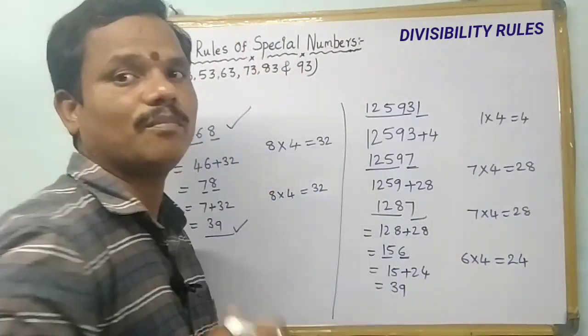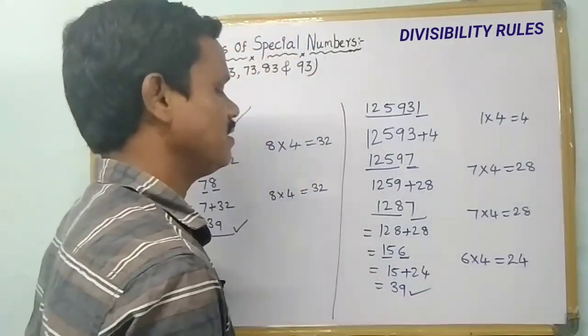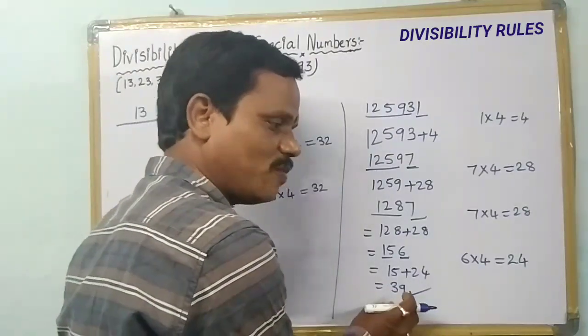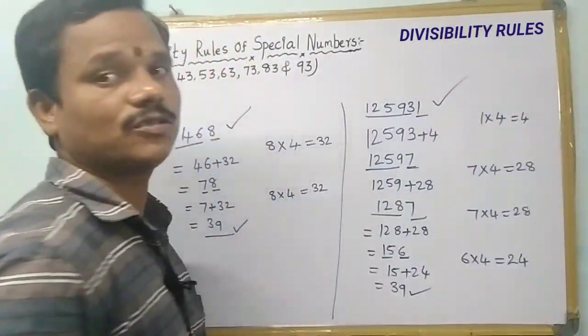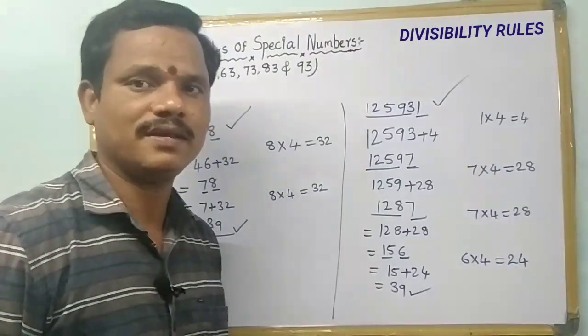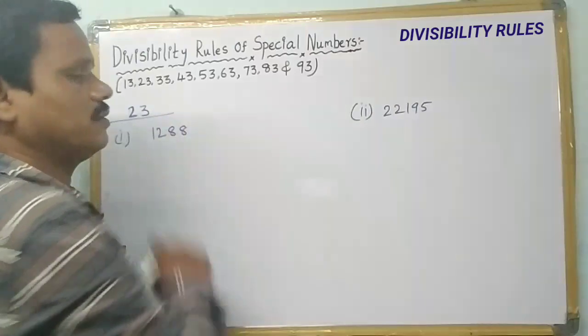39 is a multiple of 13. So 39 is divisible by 13. So this number is also divisible by 13. Now the divisibility rule of 23.